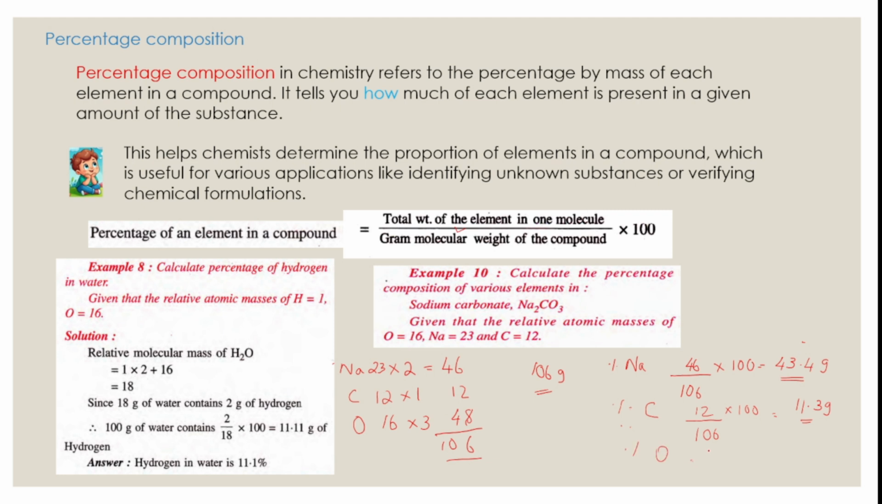We know that 3 atoms of oxygen are there. So 16 into 3 will give us 48. So 48 divided by 106 into 100 will give you the approximate value of percentage composition of oxygen. If you divide that, we will get the answer as 45.3 gram. So this is how you find out the percentage composition of the elements in a compound. Hope it is clear to you how we do it, isn't it?